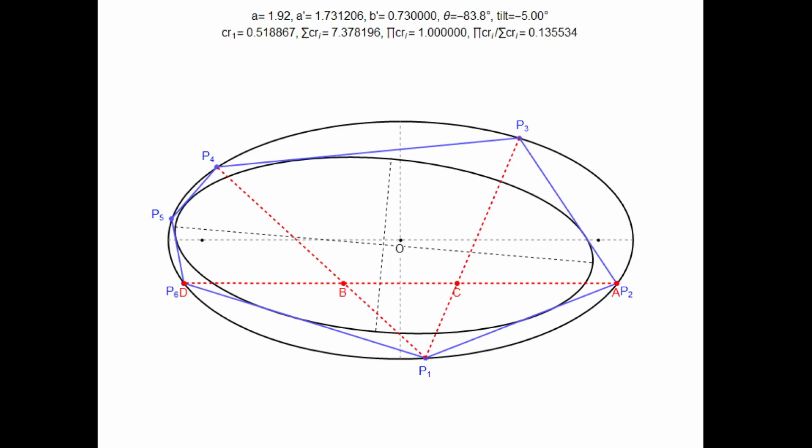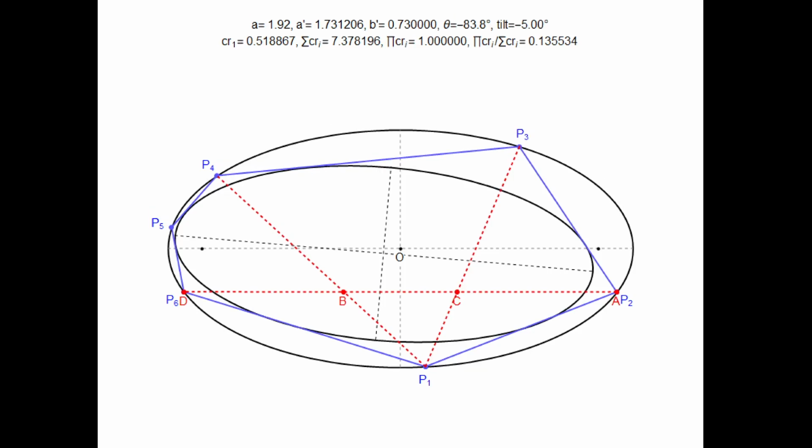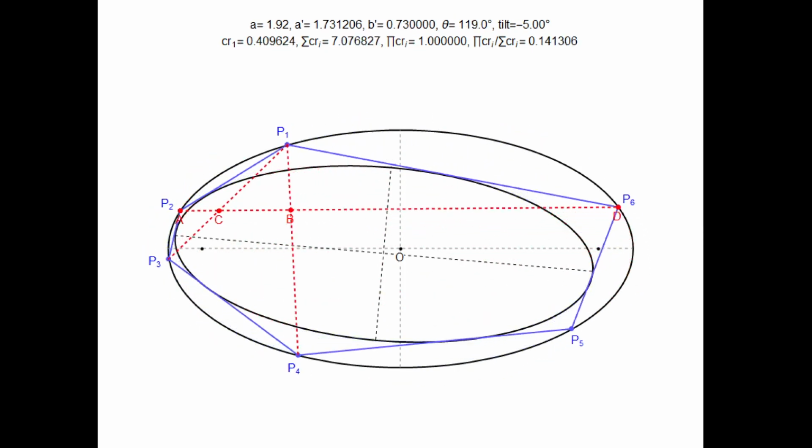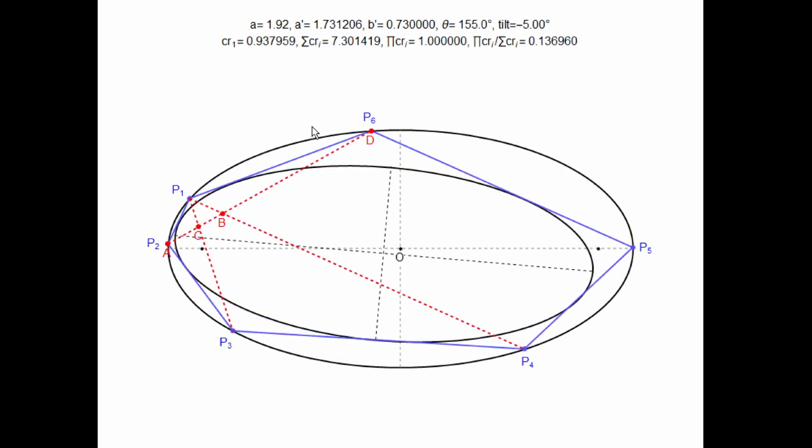Okay, so here you have a family of 6 periodics that we can animate. This is a family of Poncelet polygons starting here on P1, P2, P3, P4, P5, P6.